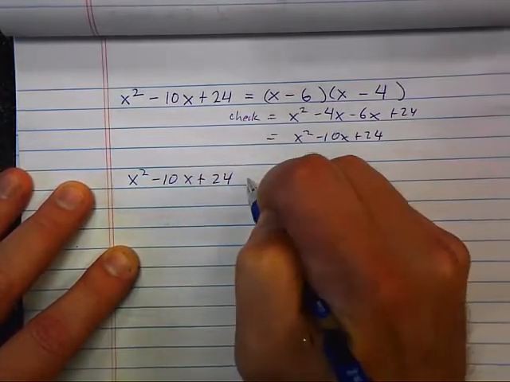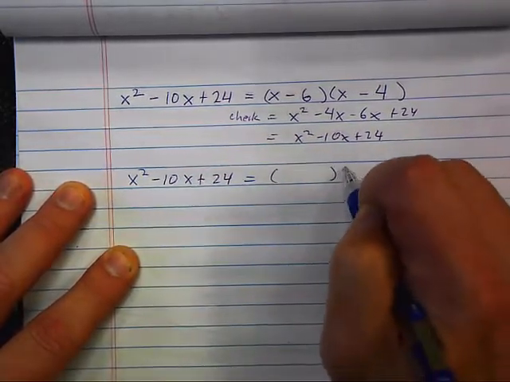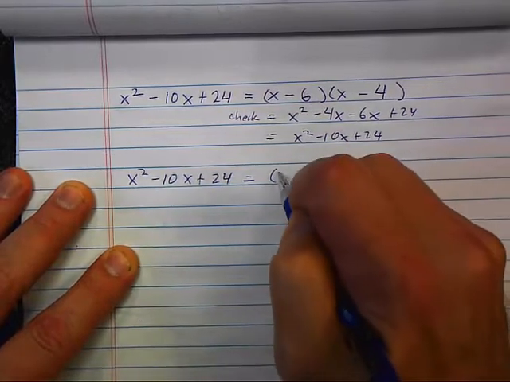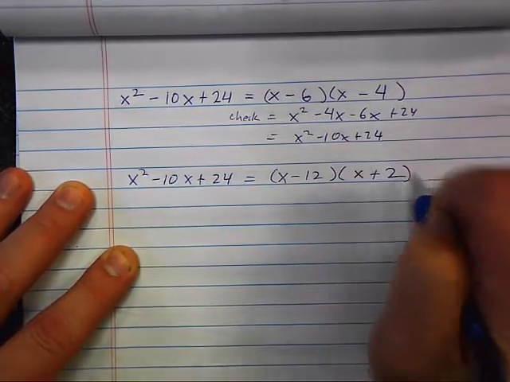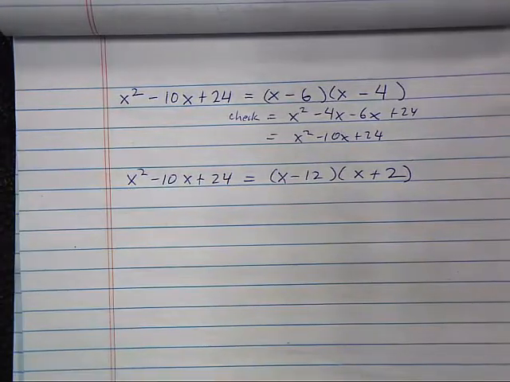A lot of people will get this one wrong. Tell me what's wrong with this. A lot of people will tell me the correct answer should be x minus 12 times x plus 2. Correct. The problem is it's not negative 24, is it?